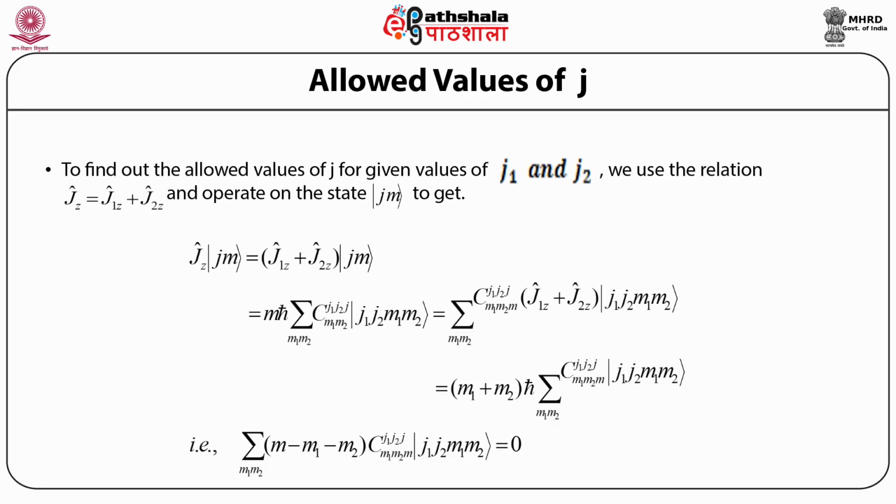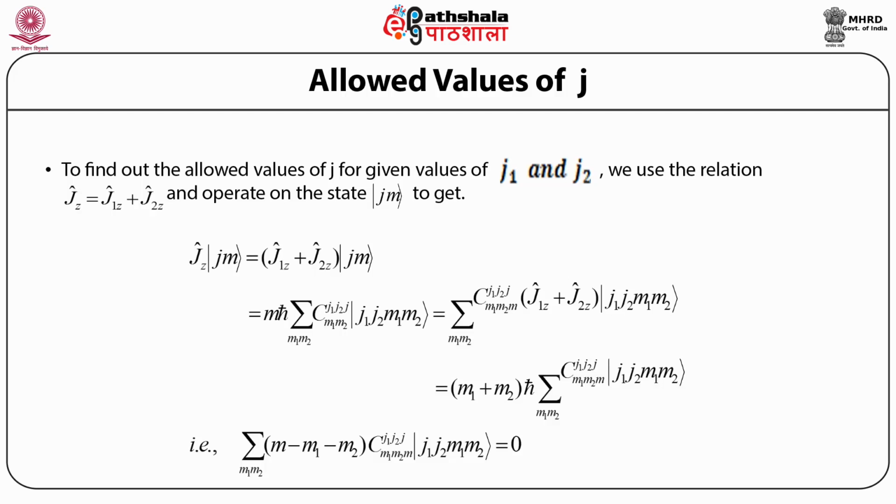and this turns out to be equal to summation over m1, m2 of the Clebsch-Gordan coefficients C subscript m1, m2, m superscript j1, j2, j times bracket open J1z operator plus J2z operator bracket close acting on the state vectors |j1, j2, m1, m2>, and this gives us the result within brackets m1 plus m2 times h cross times summation over m1, m2 of the Clebsch-Gordan coefficients C subscript m1, m2, m superscript j1, j2, j acting on the state vector or the eigenvector |j1, j2, m1, m2>.